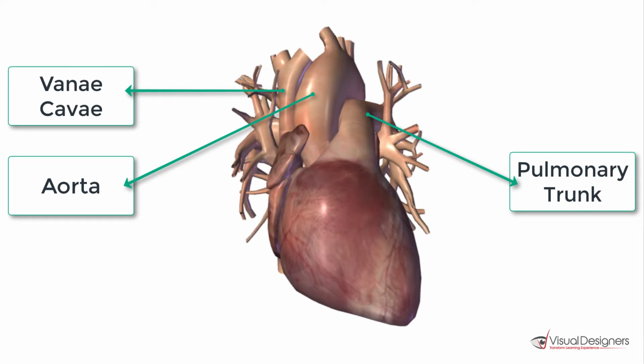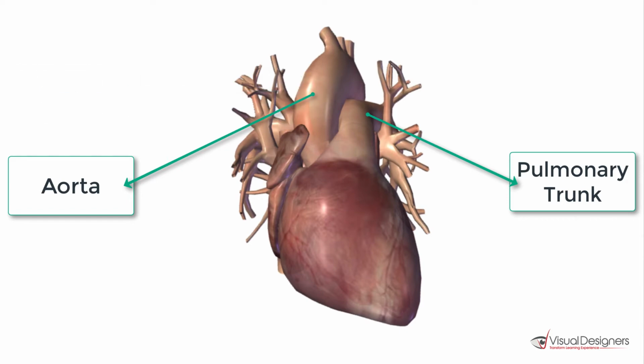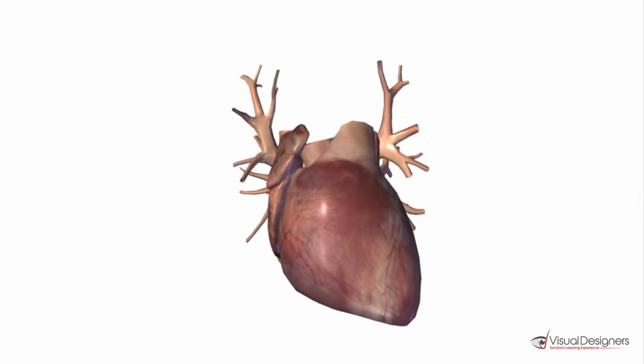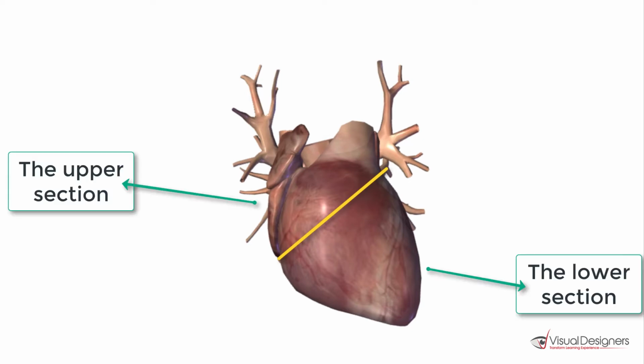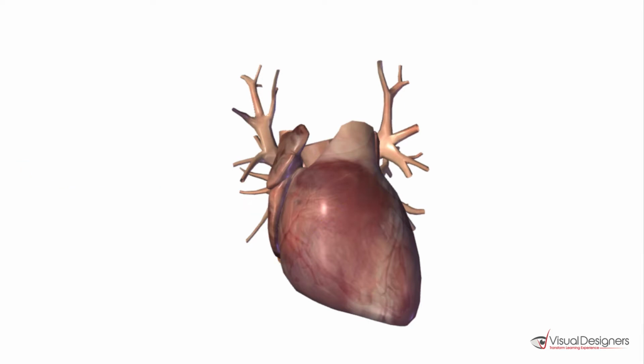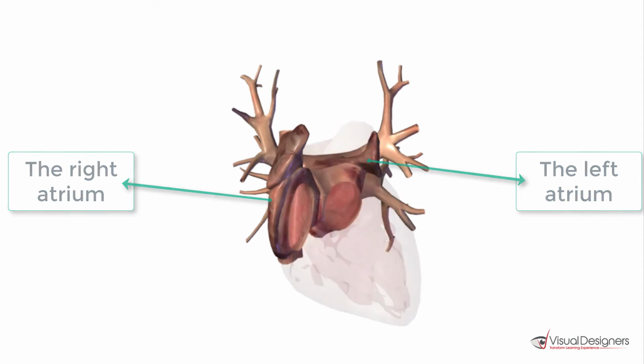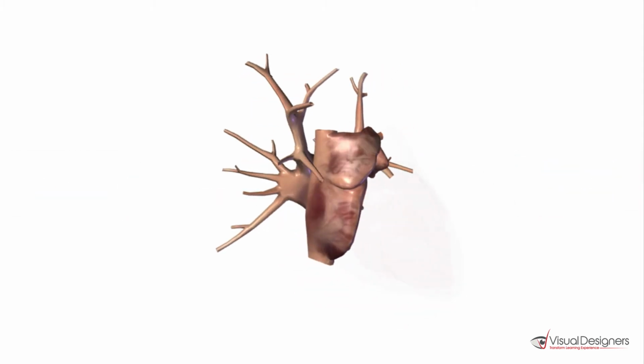Here we bring back our heart image. Now, this is how the heart looks as we remove the blood vessel attachments, that is, the venae cavae, the aorta, and the pulmonary trunk along with the valves. This image of the heart can be divided into 2 sections, the upper part and the lower part. The upper section is composed of the right atrium and the left atrium. This is how the 2 atria appear.